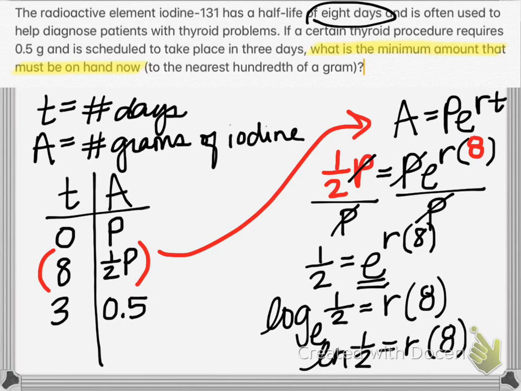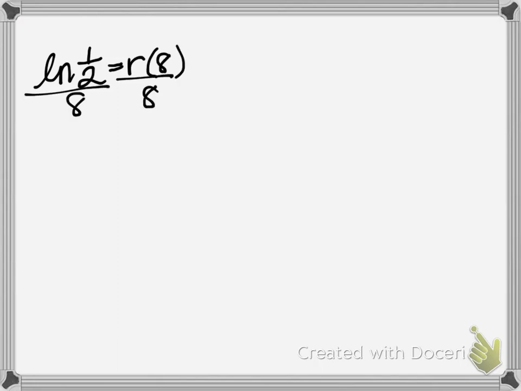And then we can divide by 8. So natural log of 1/2 equals r times 8. r will equal the natural log of 1/2 divided by 8. And this is going to be a decimal value, so pause and go to your calculator.